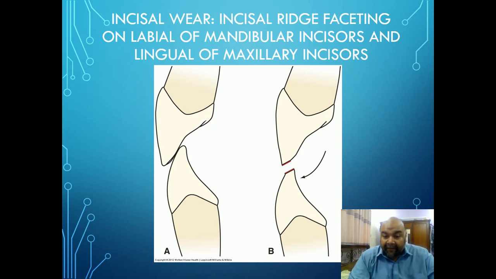Now, wear and tear have a specific pattern, and in this picture, we are talking about this pattern. The wear, or the attrition, usually takes place on the labial of the mandibular incisors and the lingual of the maxillary incisors. And this is the area where they usually contact with each other. Because of their continuous contact during mastication, during chewing, these surfaces usually wear off. One example of this wear and tear is that the mamelons usually disappear with function, with age.